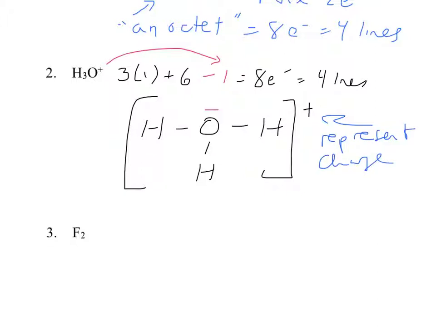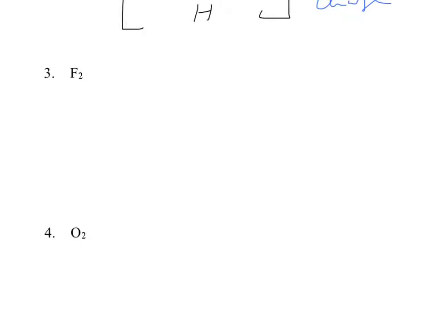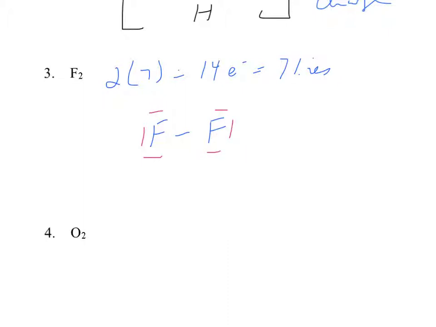Right, on to the next one. F2, fairly simple. 2 atoms, each one with 7. That's 14 electrons, 7 lines. Connect each F and fill in the remaining unshared electrons for a total of 7 lines. 1, 2, 3, 1 in the middle, 3 on the other side, 7 lines.